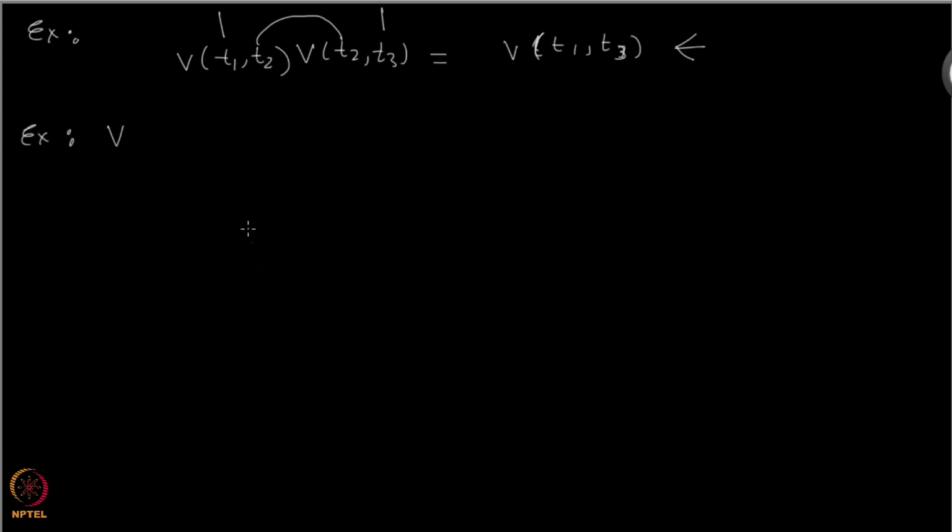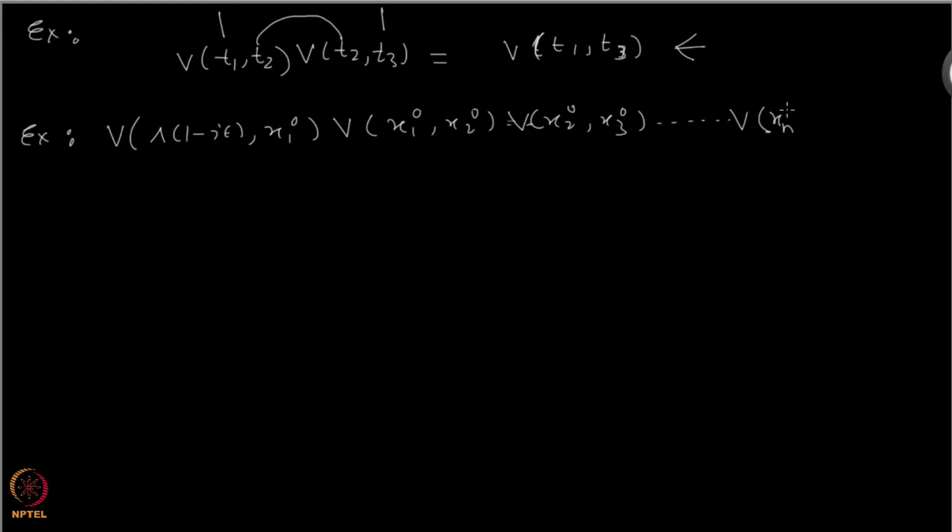Maybe I can write it as an exercise. So you have v of lambda 1 minus i epsilon, x1 0, then you have v of x1 0, x2 0, and then you have v of x2 0, x3 0, and so forth, and you have eventually xn 0, minus lambda 1 minus i epsilon, and show that using the above result that this is just one v. That's kind of obvious, but you can always check. Now we can substitute this result in the previous one.